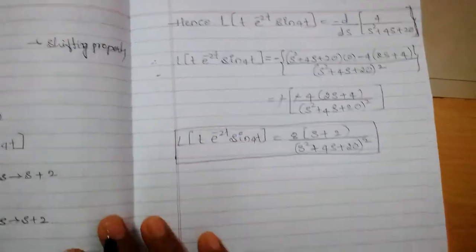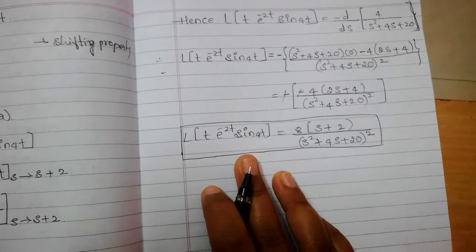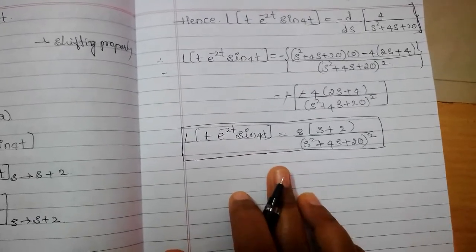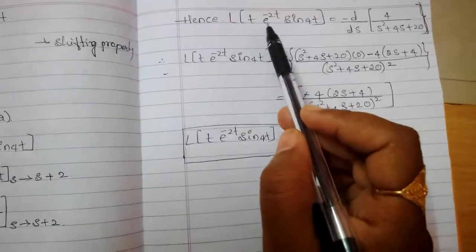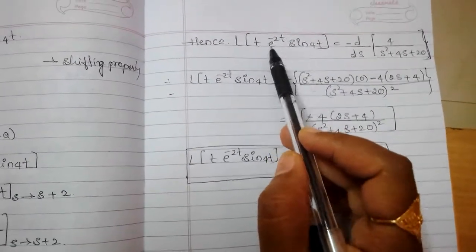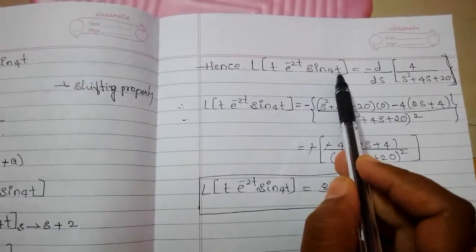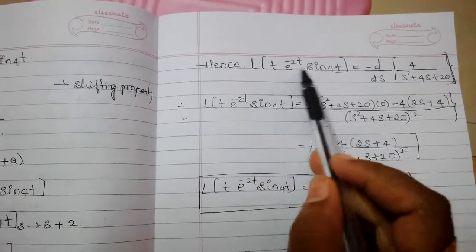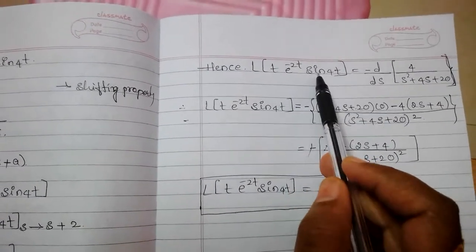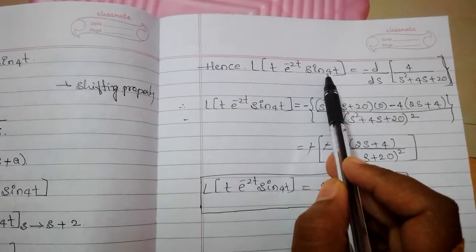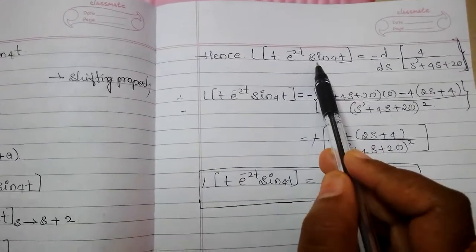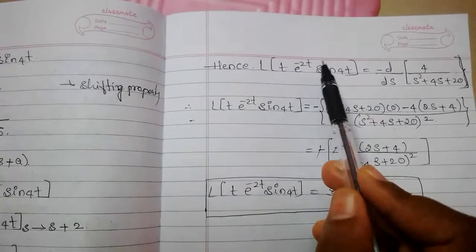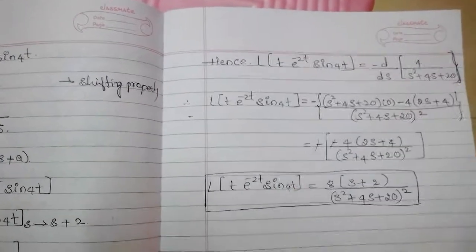In these examples we are using both the first and second property, because here the terms are t e raised to minus 2t sine 4t. When we consider this as f of t, we get a function of the form e raised to at f of t. So first we have to apply the first property, that is the shifting property. Next we have to apply the second property here.